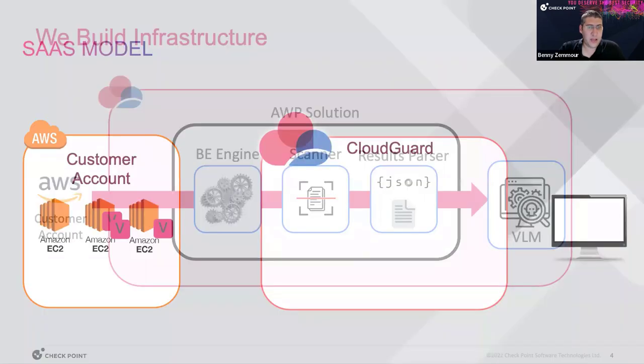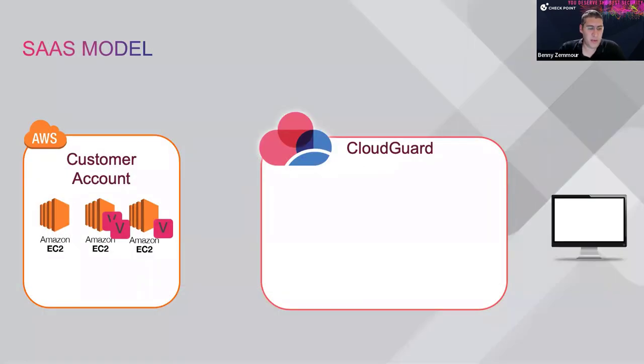So, just to understand the setup, currently we have two models of scanning. I will focus on the SaaS model. This is what is working now, and we already have customers that are using it. The SaaS model means that we are scanning all the scans on our side.